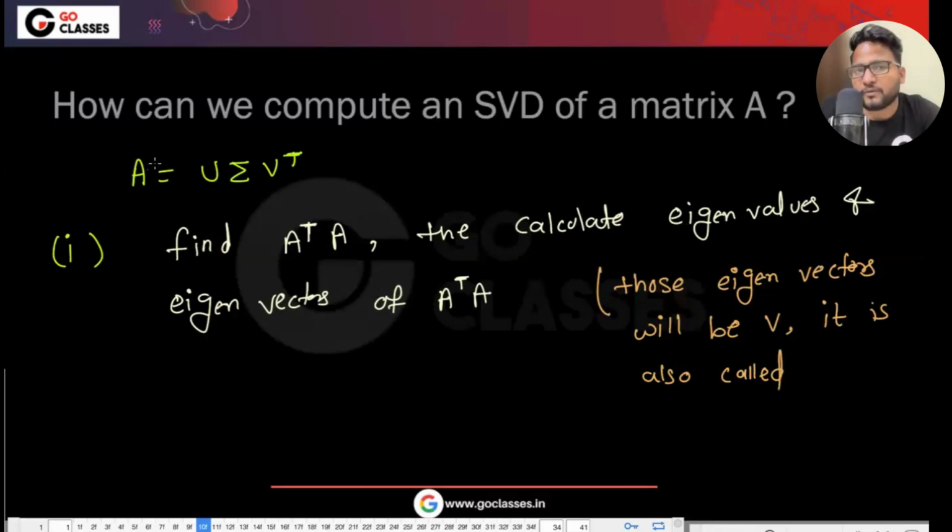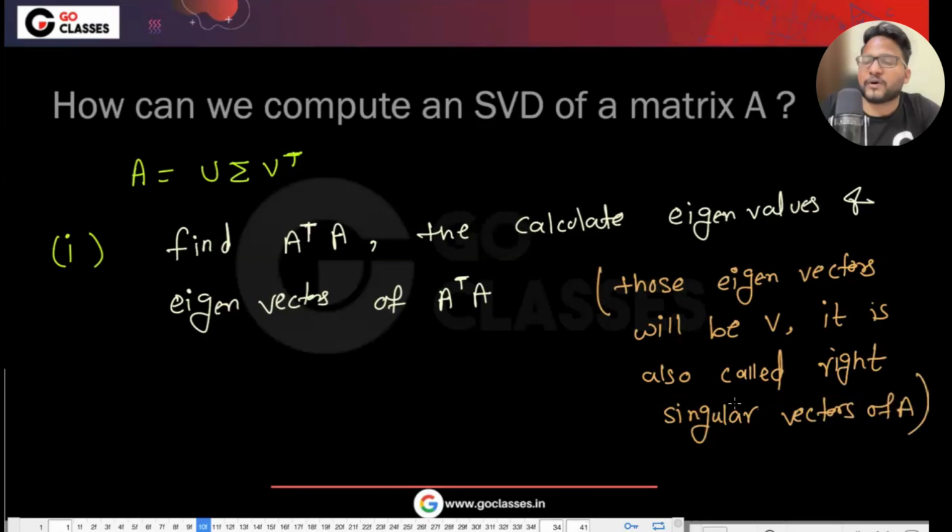In terms of A, whenever we talk about A, we call them singular instead of eigen. So here we call singular values, and here we call singular vectors instead of eigenvectors. So it is also called the right singular vectors of A. Is this fine to everyone? This is just a name, don't worry about it. Now, what is the second step?